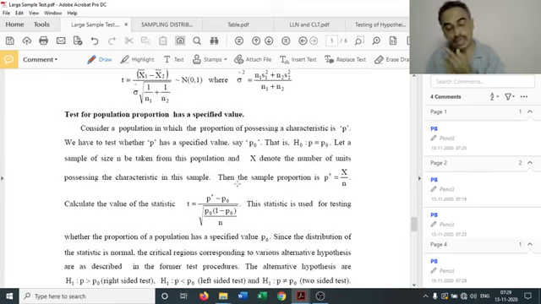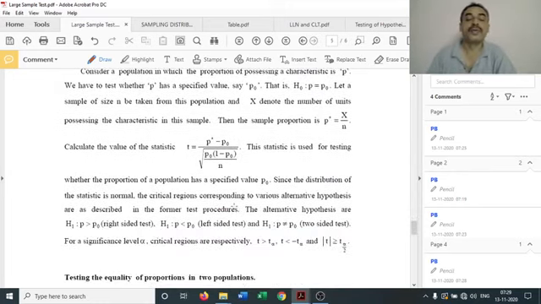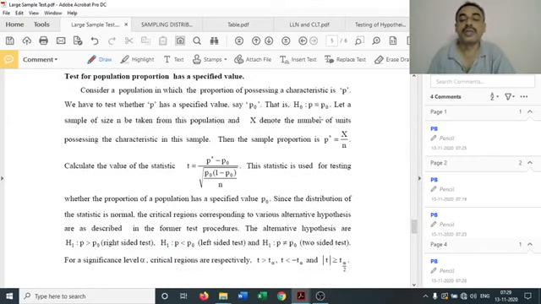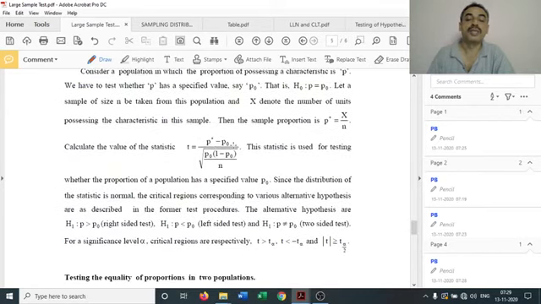The next is regarding test concerning proportions of a population. So here we have the null hypothesis H0: P equal to P0, that is, the proportion of a population has a specified value P0. Now the statistic is T equals P star minus P0 divided by root of P0 into 1 minus P0 by n. And what is P star? P star is a sample proportion.